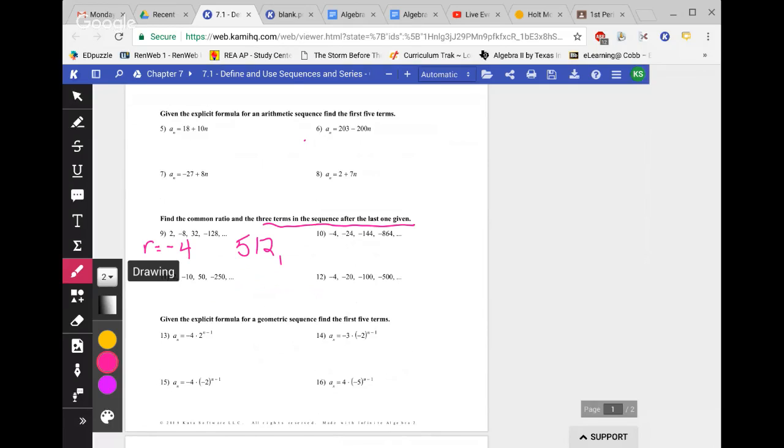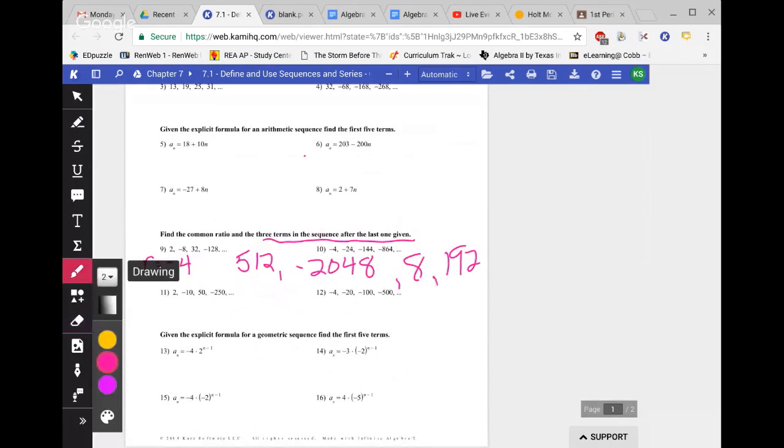And then I'm going to take 512 and multiply it by -4. So 512 times -4 is -2048. And then I'll take that -2048 and multiply it by -4. And that's going to be a positive 8,192. Oops, sorry about that.